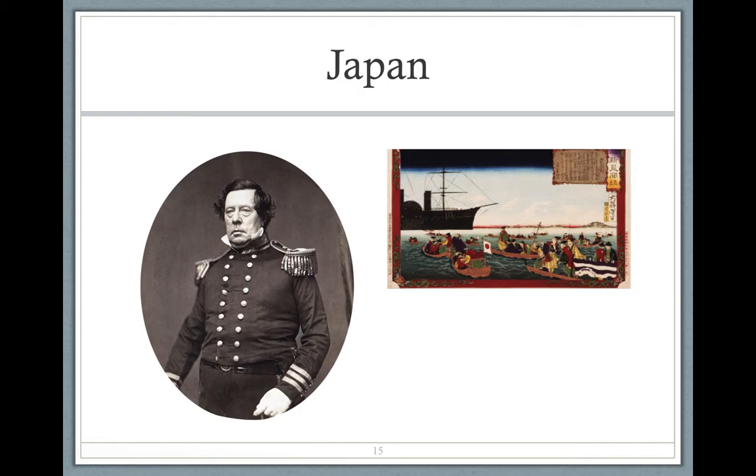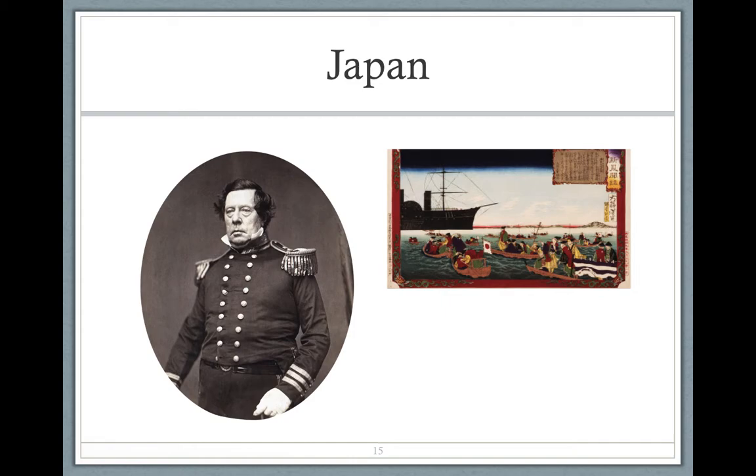Just for context, Japan at this time was very much a feudal society, so it emulates the medieval times. Instead of having knights, they had samurais. Instead of having feudal lords, they had shoguns. So they did not have this modern industrial technology.